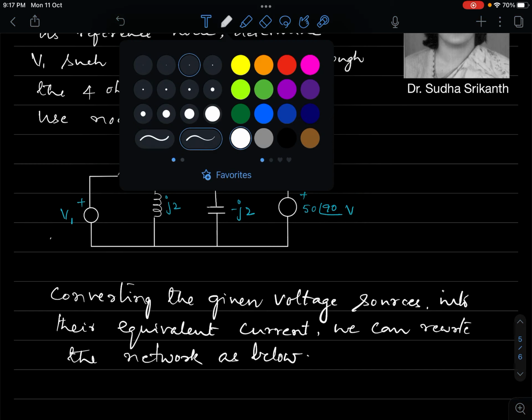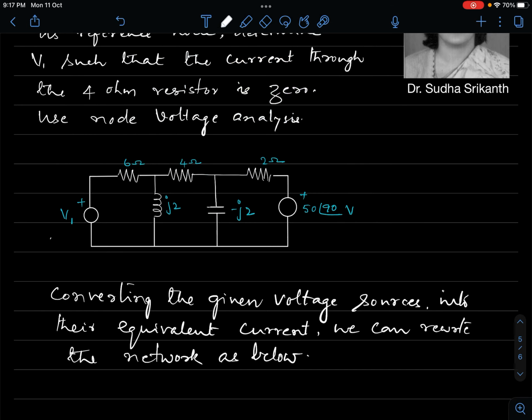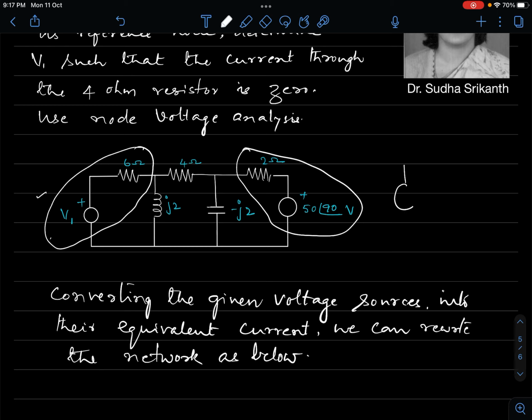So what I do is, I will try to convert this voltage source into its equivalent current source and this voltage source into an equivalent current source. What would be the magnitude? The magnitude of the current source is simple. V1 volts and 6 ohm resistor will result in a current source, which will have its internal resistance of 6 ohms put across it. This is how we try to convert.